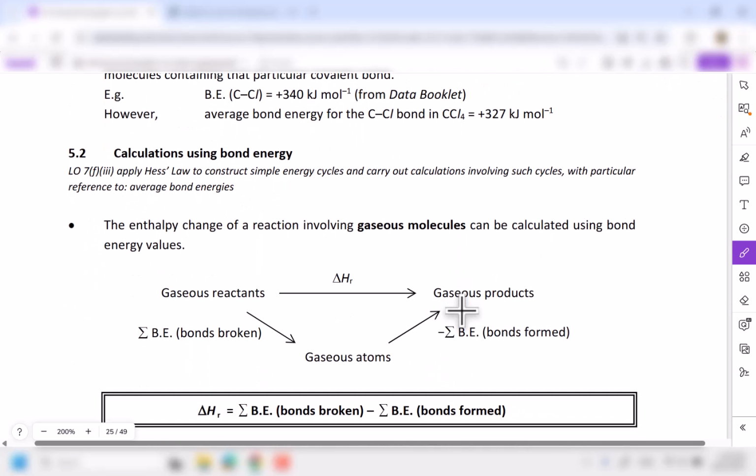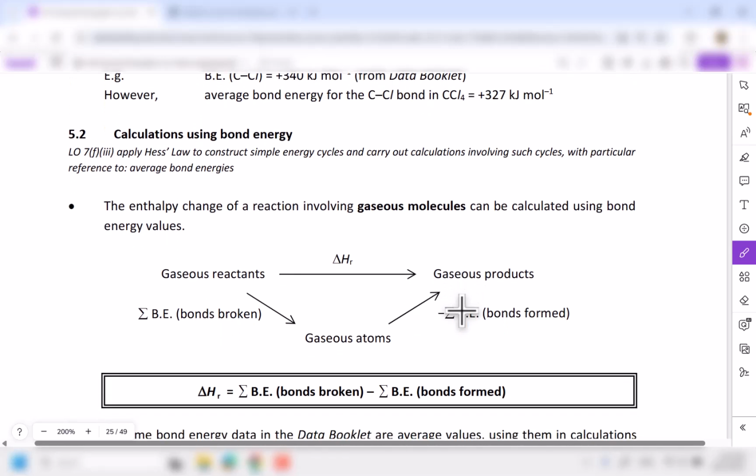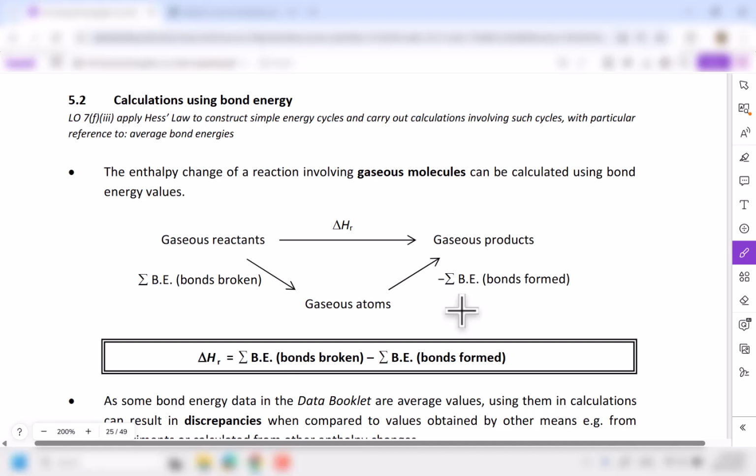Okay, so you have to be clear whether you're talking about average bond energy or actual bond energies. Then, 5.2, we are looking at calculations involving bond energies. In general, of course, a real chemical reaction probably doesn't work this way.